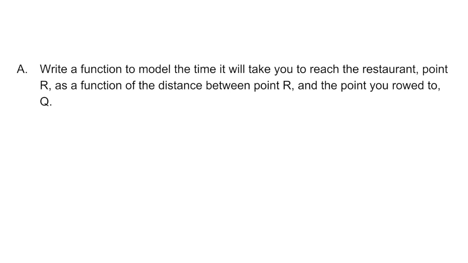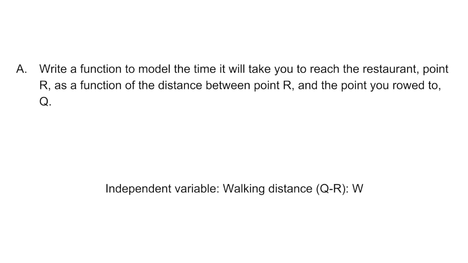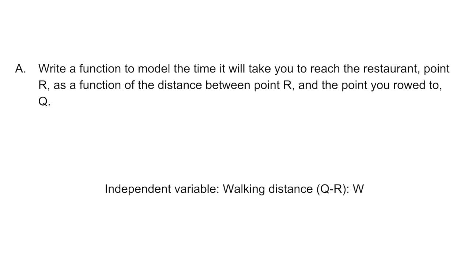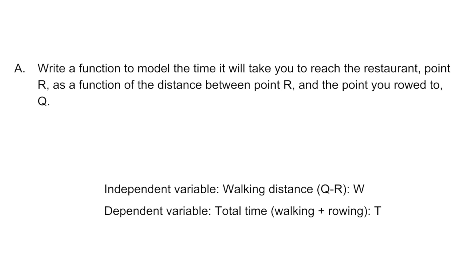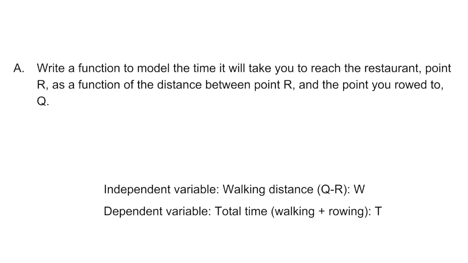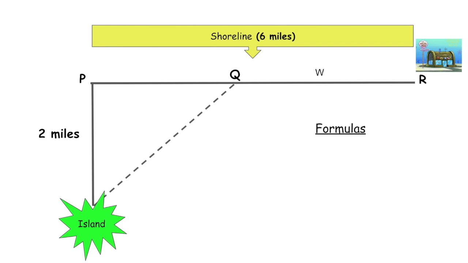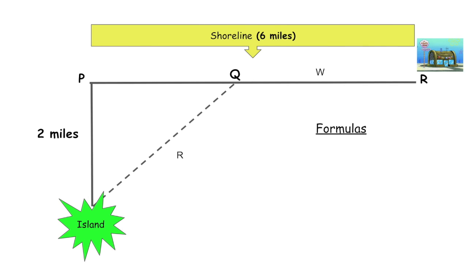Now before we start anything, we need to determine the independent and dependent variables. The independent variable is the input, or what you're going to be changing in the equation. And from the problem, we can see that it's the walking distance, which is from point Q to R, and for simplicity, we'll call that W. The dependent variable is the output of the equation, and that's the total time, which is walking plus rowing, and we'll call that T. Now, this is a diagram of the independent variable added in, W, and we can call the length from Q to the island R, which is the distance rowed.